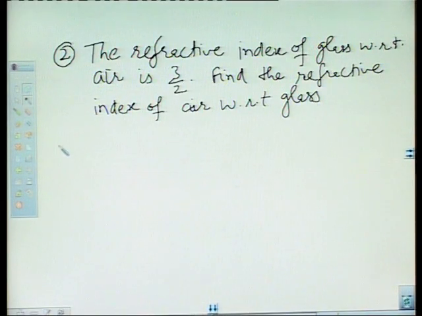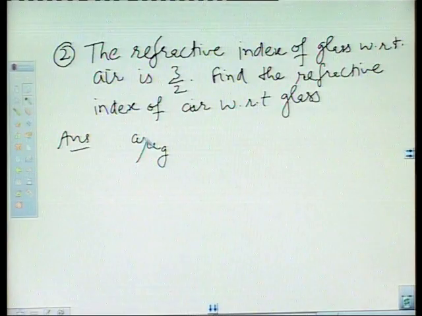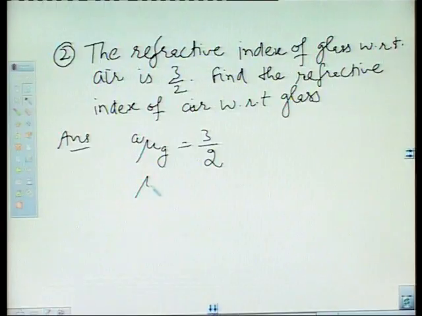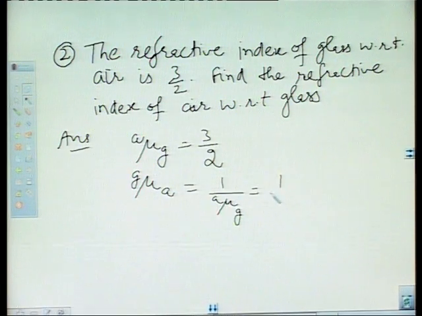Yes, so in this case we are given the refractive index of glass with respect to air, which is equal to 3 upon 2. Now we have to find the refractive index of air with respect to glass, which is the reciprocal of refractive index of glass with respect to air. So this comes out to be equal to 1 upon 3 by 2. It is equal to 2 by 3. So this is the answer.